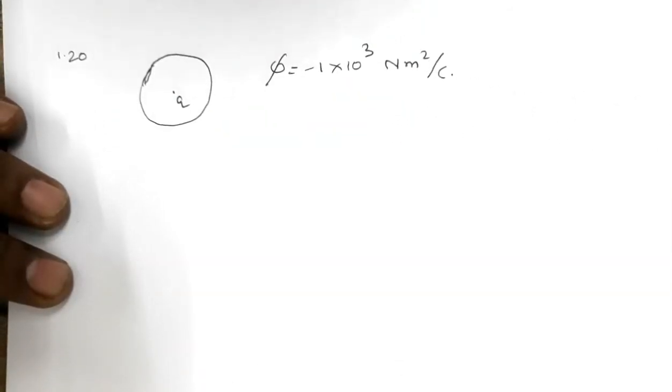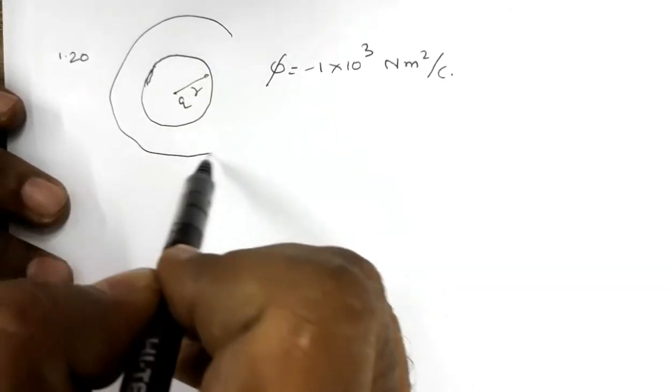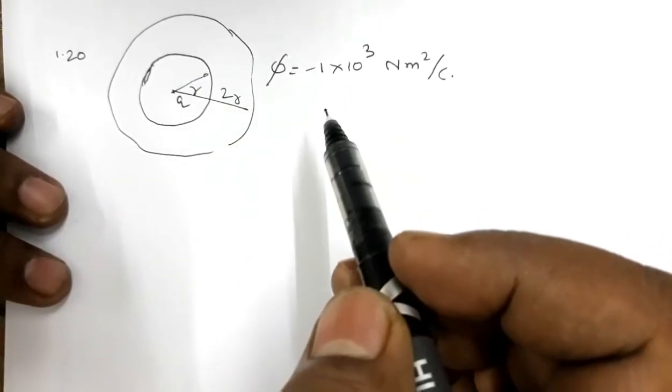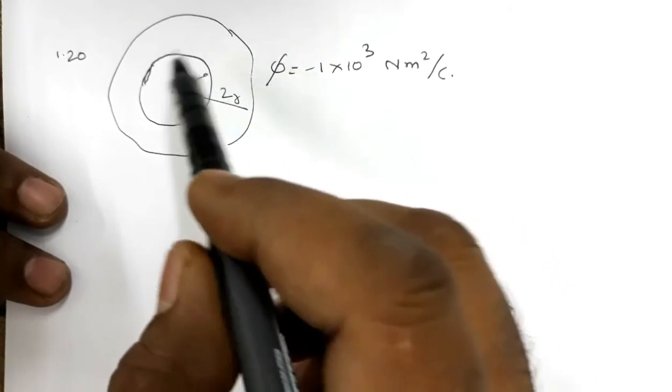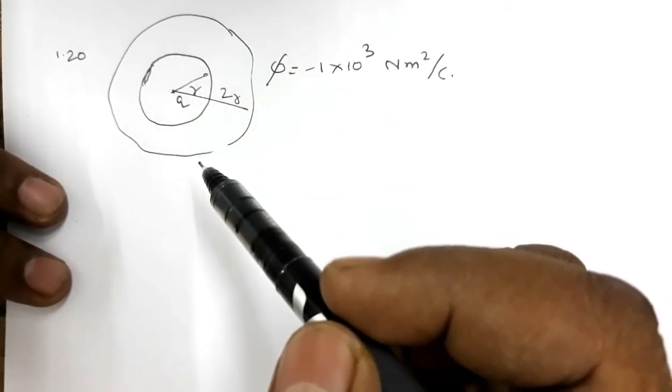Now if the radius of the Gaussian surface were doubled, so if this is r and say this is twice r, even then the flux is not going to change. Flux is independent of the size of the Gaussian surface, so the flux is going to remain the same.